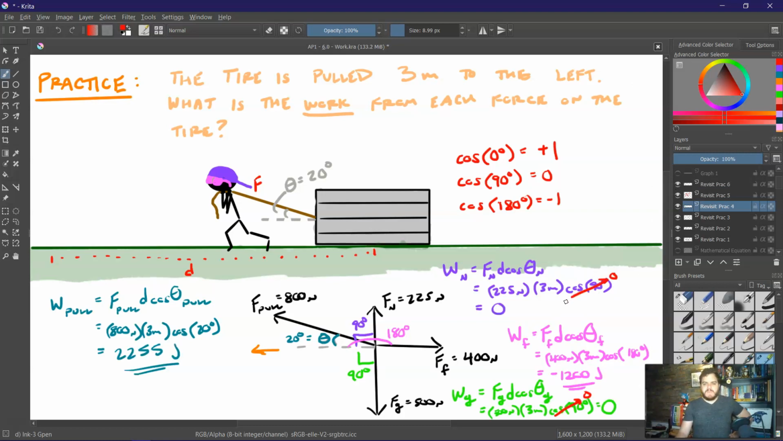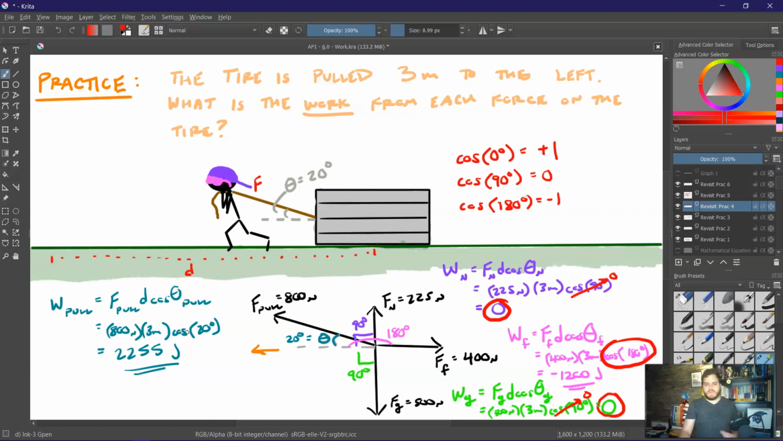So specifically for the normal force, cosine of 90 degrees is 0. That's 0 multiplied by this whole thing. I get a work of 0 from the normal force. From the gravitational force, it's also at 90 degrees, so it is also going to be 0 because cosine of 90 is 0. And for the friction force, cosine of 180 degrees is minus 1. So I'm going to multiply these two together, multiply by minus 1, so I get minus 1200 joules.